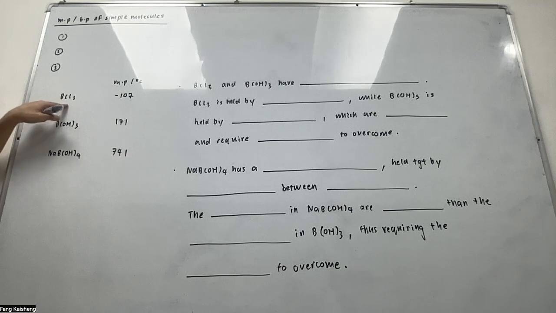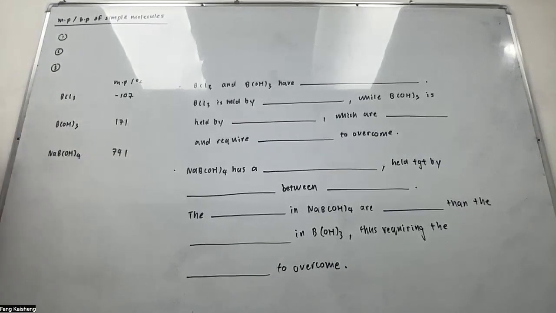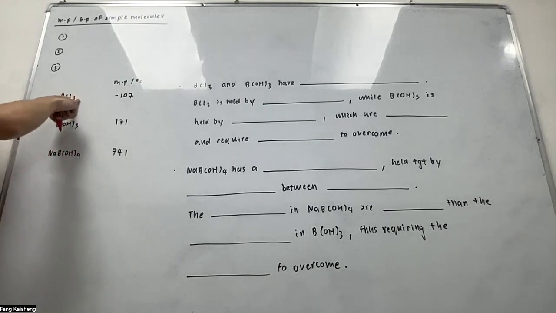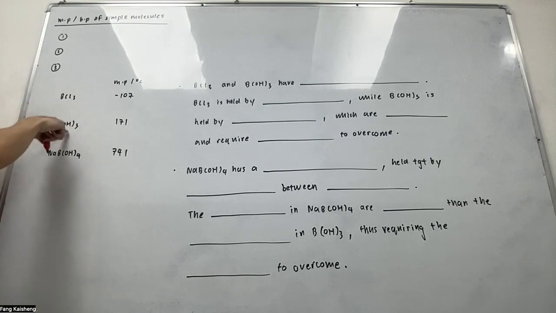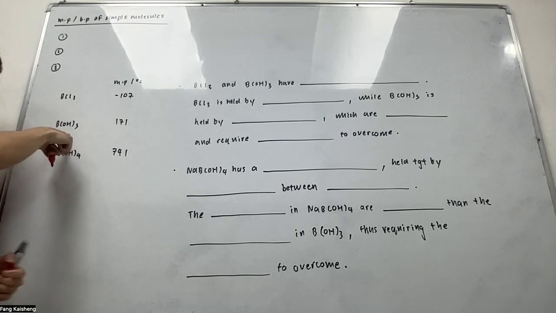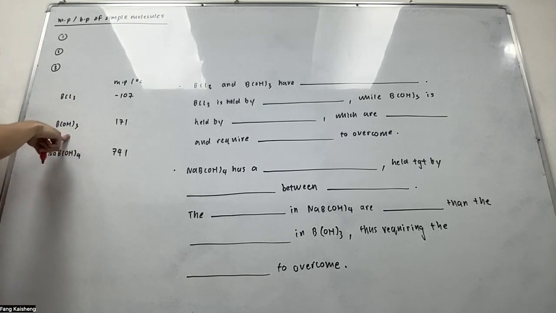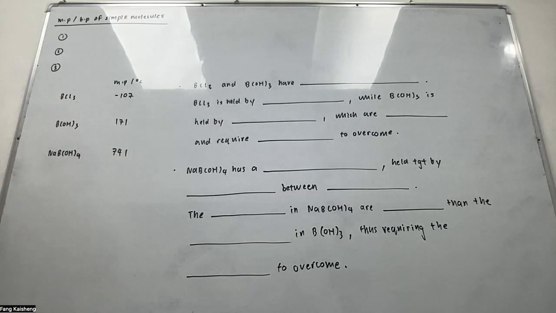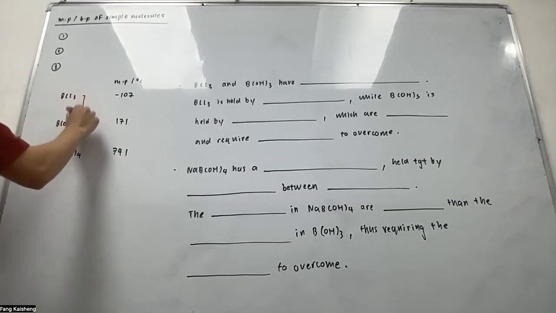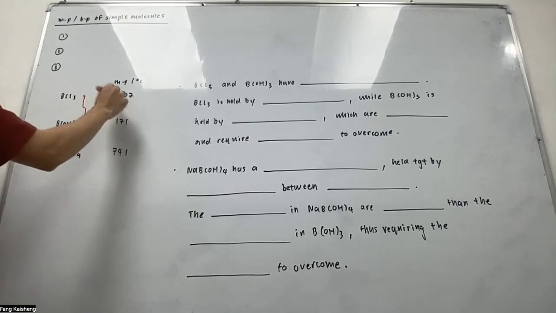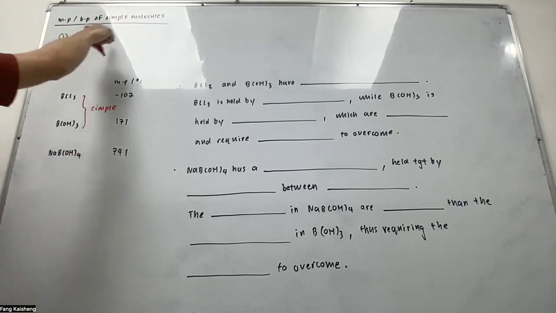What is it? Is it giant metallic, giant ionic, or what's the class of structures? Okay, take note, you all have drawn BCl3 just now. It's just made up of covalent bonds, so it is a simple molecular structure. How about B(OH)3? Is it simple or giant, or what is it? You drew B(OH)3 just now. B(OH)3 is also a simple molecule. So basically, both of these are simple molecules. That's why we need to use this idea to explain our answer.